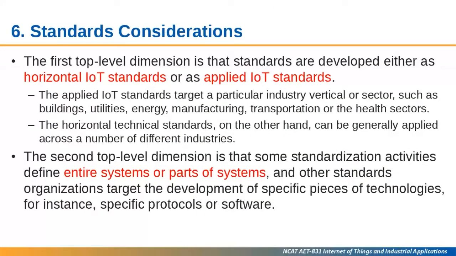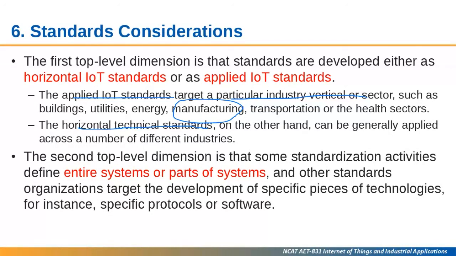Applied IoT standards target a vertical or sector, basically buildings, utilities, energy, and manufacturing. Basically, it focuses on an industry. Manufacturing, for example, will include raw material supply, manufacturing processes, and post-processing, focusing on one industry. The horizontal technical standards can be generally applied across a number of different industries. So that is the difference.